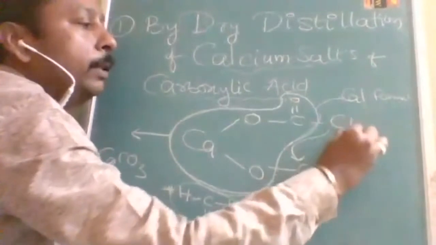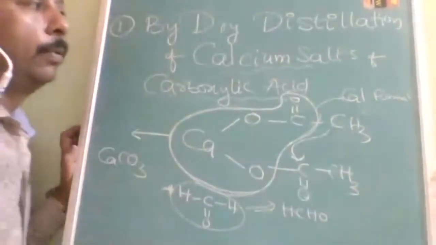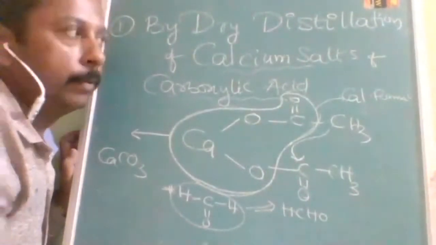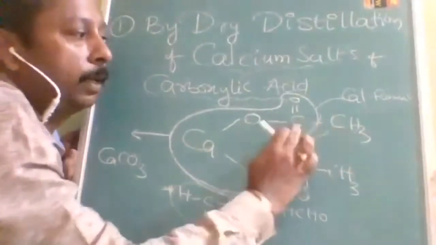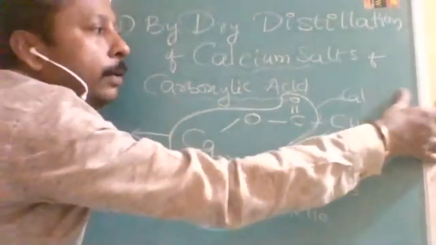Now I am replacing it with CS3. What is going to be its name? Calcium. Earlier it was formate because only one carbon is there. Now how many carbons are there? Two carbons are there. That's why this is called calcium acetate.